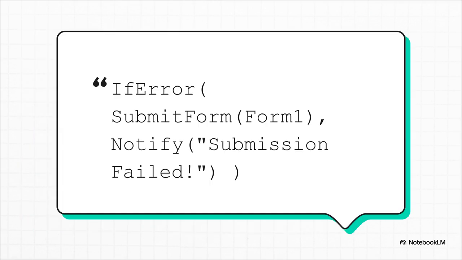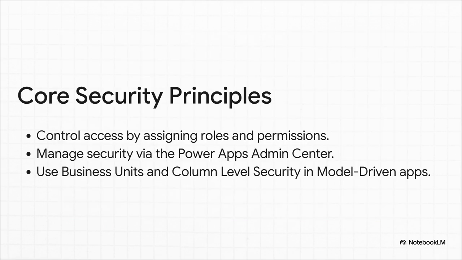And the IfError function is your absolute best friend for this. Look at this example. You're basically telling the app, hey, try to submit this form, but if that blows up for any reason, don't just crash and burn. Instead, run this other bit of code, which in this case just shows the user a friendly submission failed message. So much better, right?